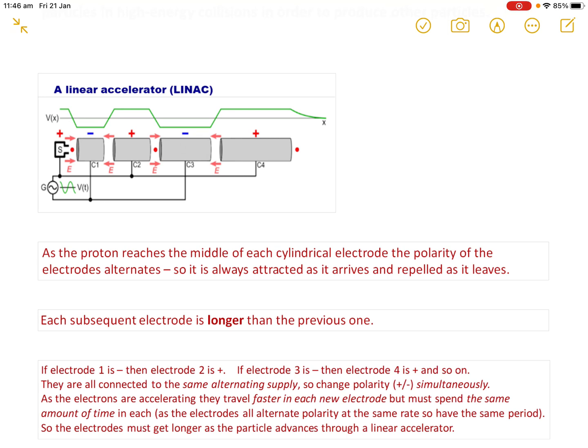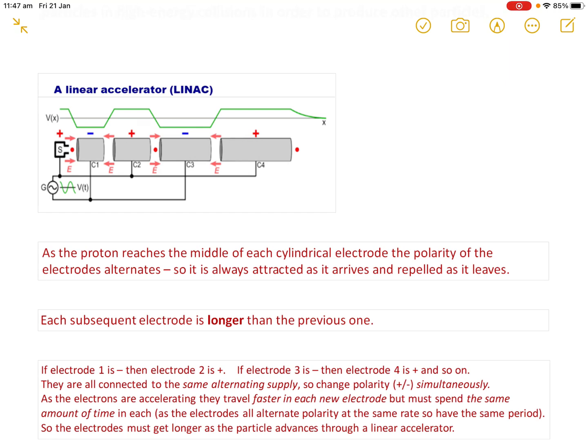So let's look at what we have here in this linear accelerator. We'll begin at the far left, and you can see there's an S there, which is the source. And in this particular case, it's a source of protons. So the particle being accelerated here is a proton. That's that little red sphere that you see.